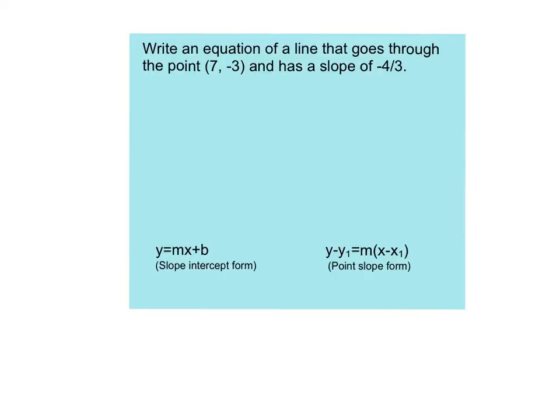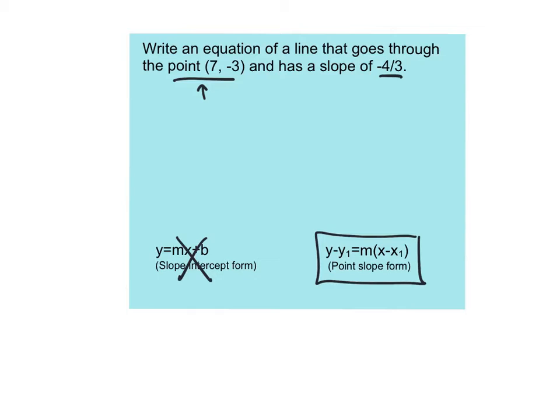All right, here we are asked to write an equation of a line that goes through the point 7, negative 3, and has a slope of negative 4/3. So I have a point, and I have a slope. Therefore, I'm going to choose to use point slope form. Because this point is not the y-intercept, I'm not going to use slope-intercept form.